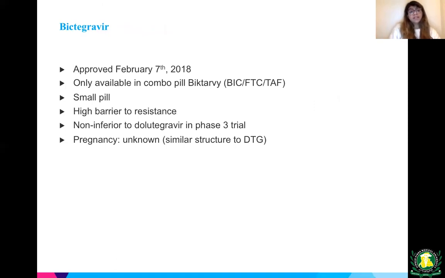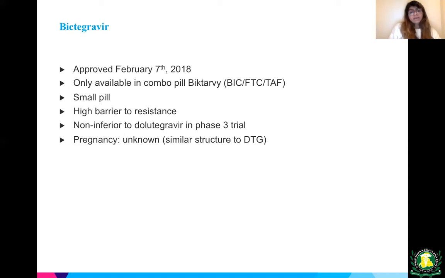And then bictegravir is the newest integrase inhibitor. It was approved February 2018. And it's only available in a combination pill, so you can't prescribe bictegravir on its own. It comes in a pill called Biktarvy. That has bictegravir, tenofovir, and emtricitabine. It's a smaller pill, pretty small.